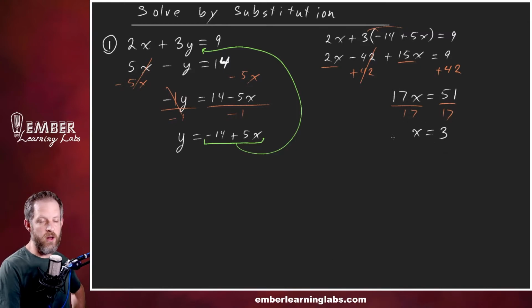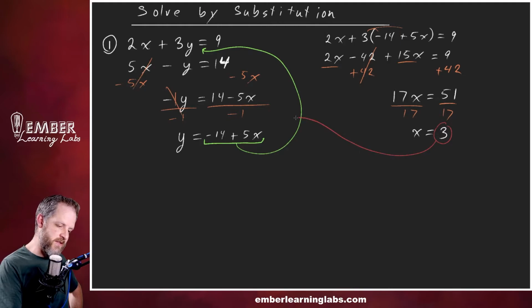Okay, so there's one piece of our puzzle. Now we're going to substitute again to get the y. We can substitute this number into any one of these equations. You want to substitute it in wherever it's going to be easiest. So in this particular case, it's going to be easiest to substitute it right there, because that one's already solved for y. We already did that work. We may as well utilize it.